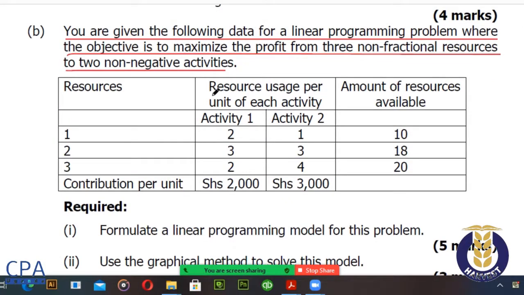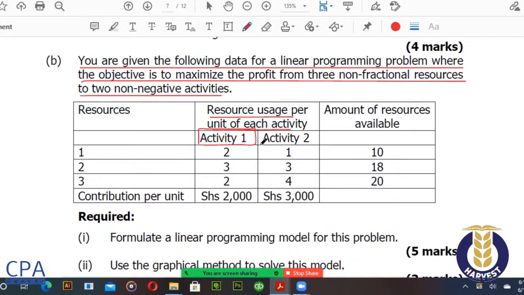So they have given us the resource usage per unit of each activity. So we have activity 1, activity 2, then the amount of resources available. Now the resources are here. We are given resource 1, resource 2, resource 3, and what is available: 10, 18, and 20.